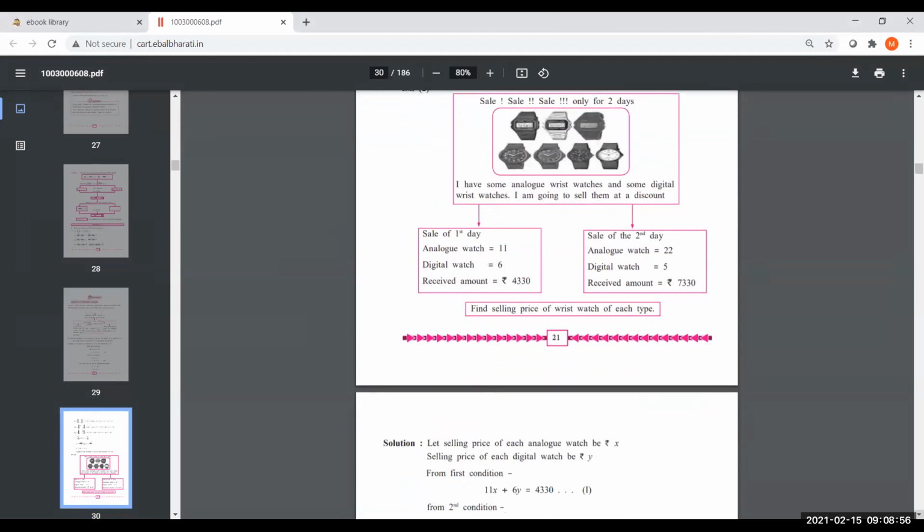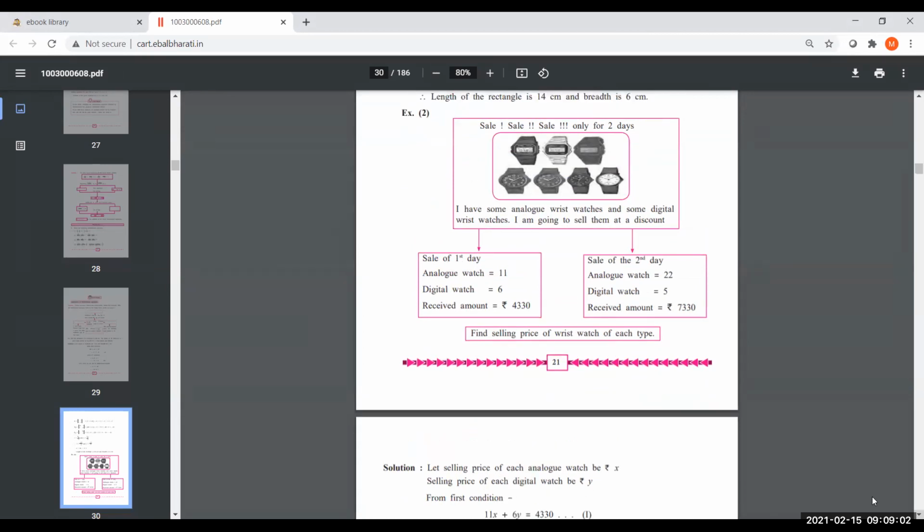Now look at this one. This type of question can be asked in the board exam. A problem is given in a somewhat different form. Sale, sale, sale, only for 2 days. It says, I have some analog wristwatches and some digital wristwatches. I am going to sell them at a discount. The sale was performed over 2 days. The sale on the first day and the sale on the second day. How many were sold and how much amount was received is given here.